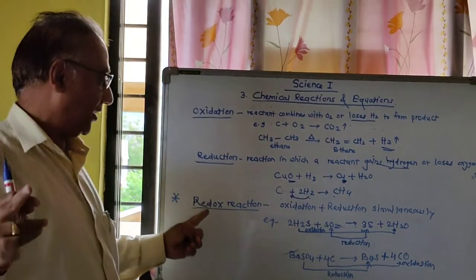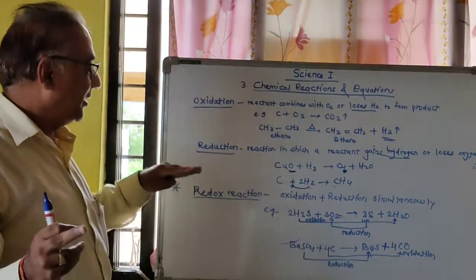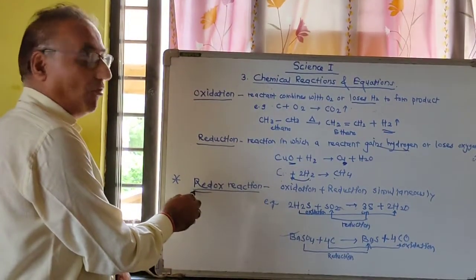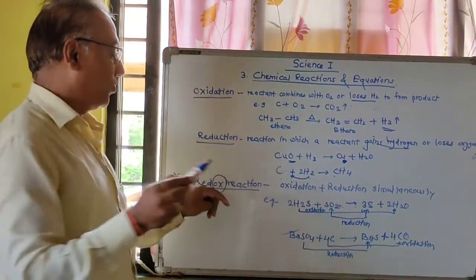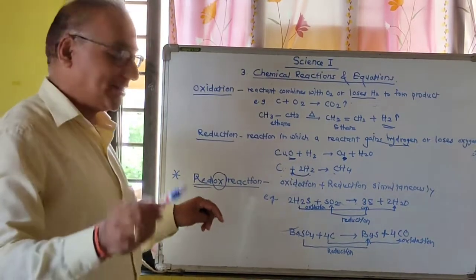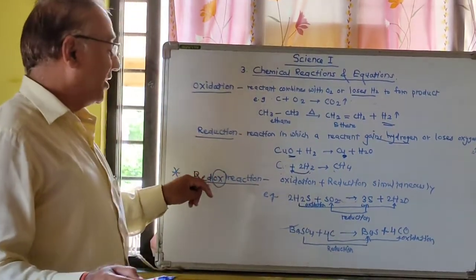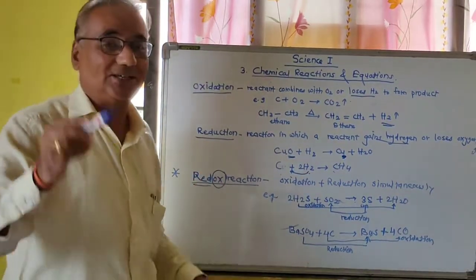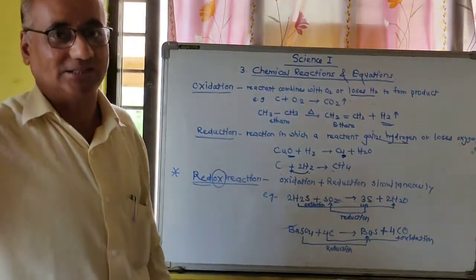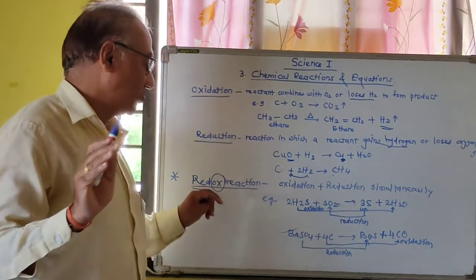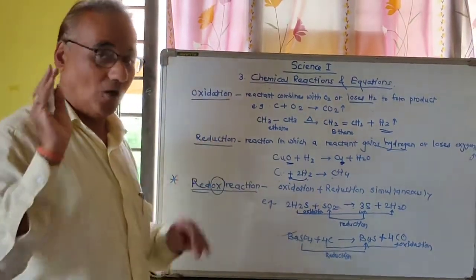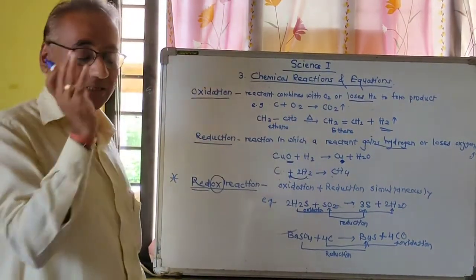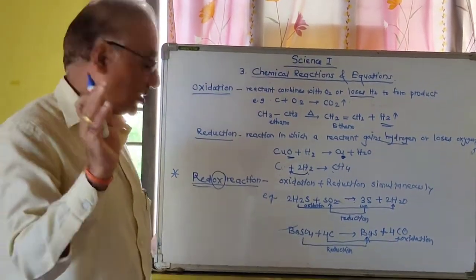The name of that topic is redox reaction. The name itself suggests that. Now see, red for reduction and ox for oxidation. The reaction in which reduction and oxidation, or oxidation and reduction, take place simultaneously, that reaction is known as redox reaction. Now once again I am going to repeat the definition of redox reaction. What is the definition of redox reaction?